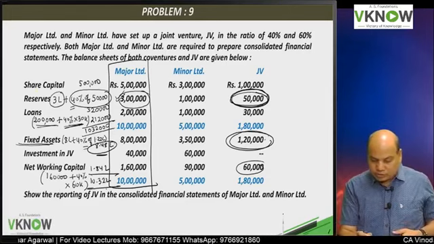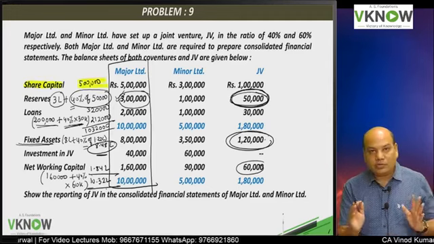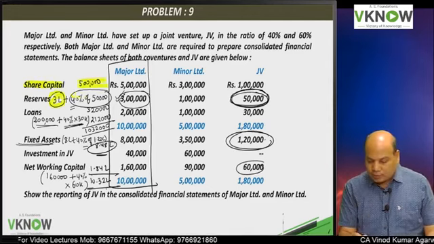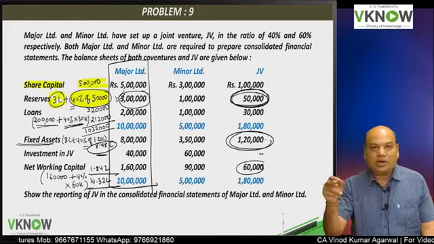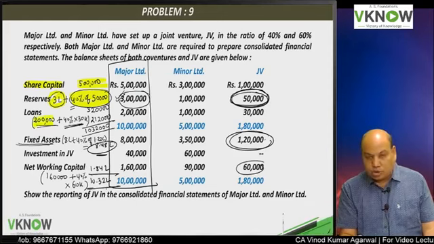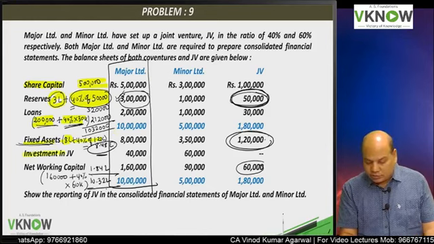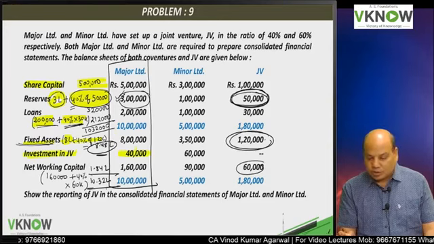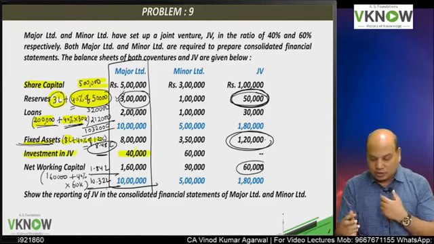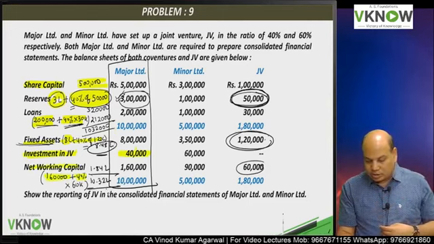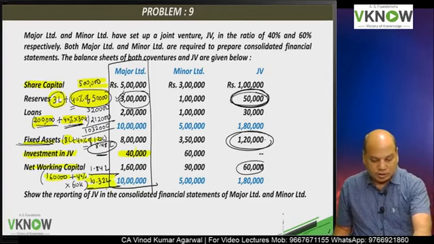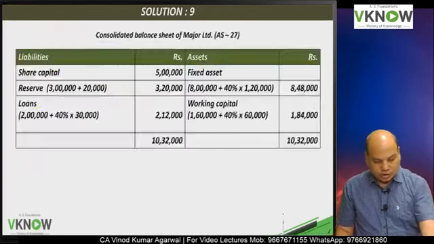Again I repeat, share capital keep it as it is of Major, reserve add post acquisition reserve of joint venture multiplied by your share, loan own loan plus 40%, fixed asset own fixed asset plus 40% of joint venture. This investment will not appear because against investment only we are taking assets and liabilities, and same thing net working capital 1,60,000 plus 40%, and my total comes to 10,32,000. So this is how the answer would look like.